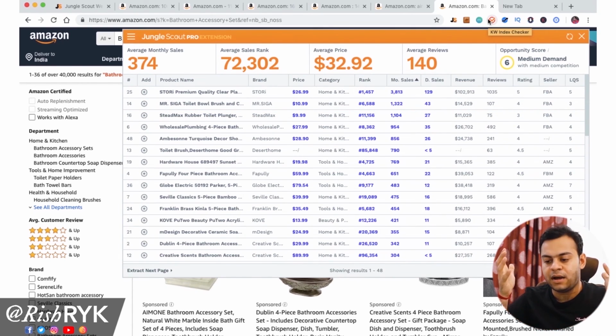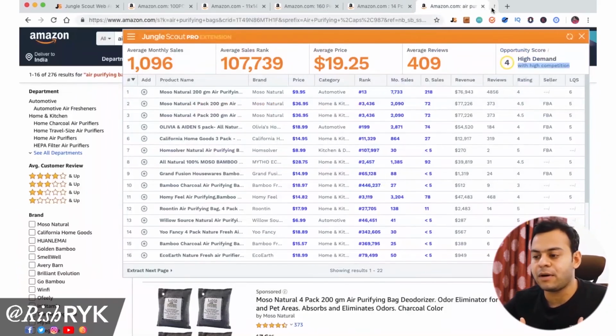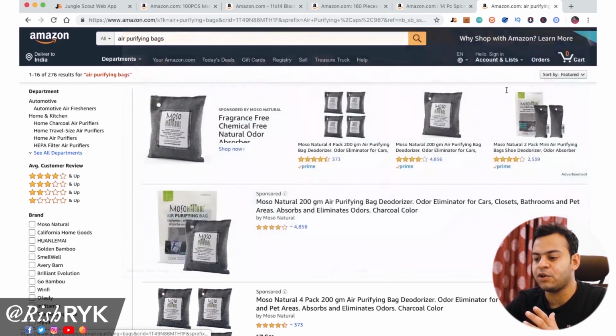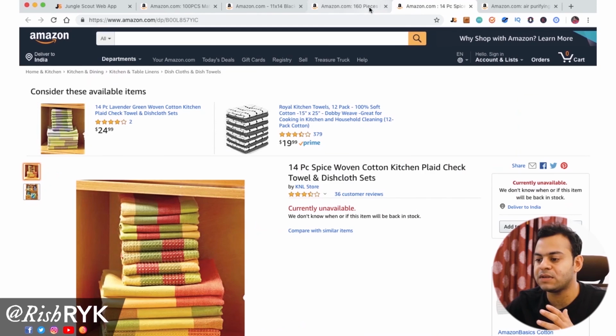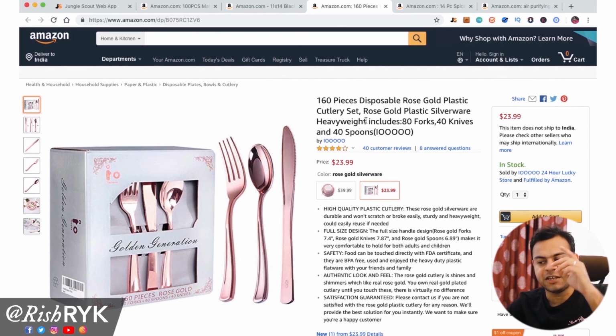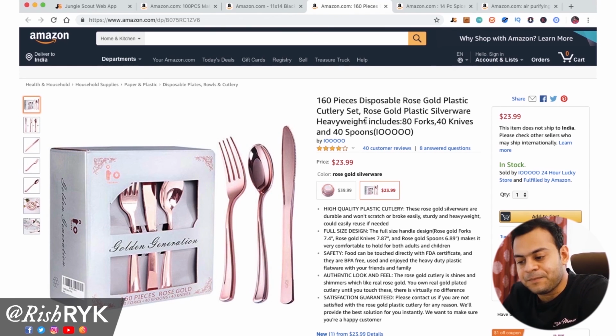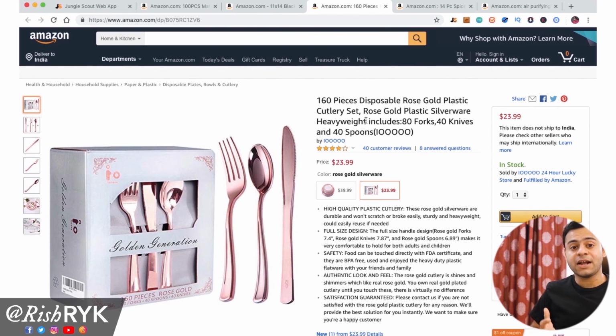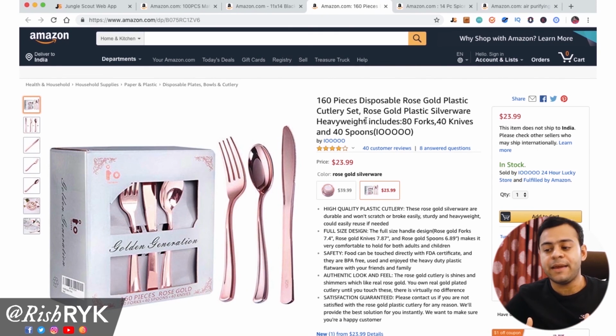We have drilled it down and narrowed our potential to 2 products. One of them was the bag deodorizer, and the other one was the disposable rose gold plastic cutlery set. So we have successfully figured out 2 products which can potentially be private label products for you.